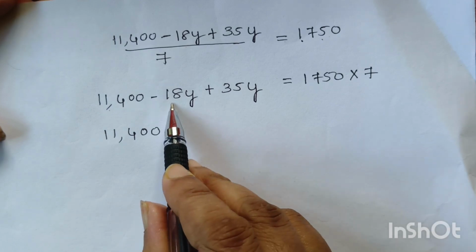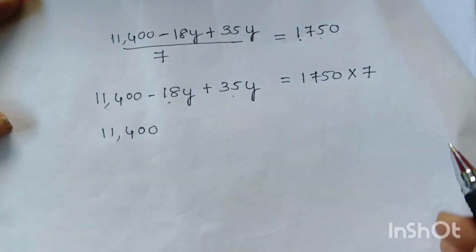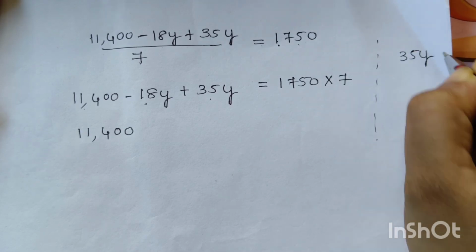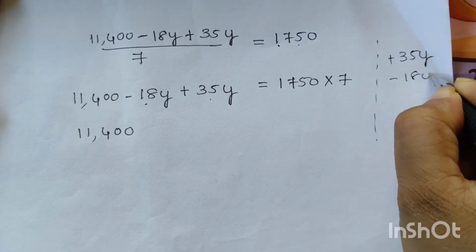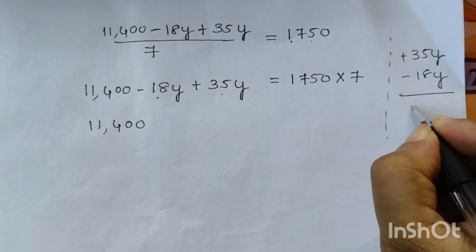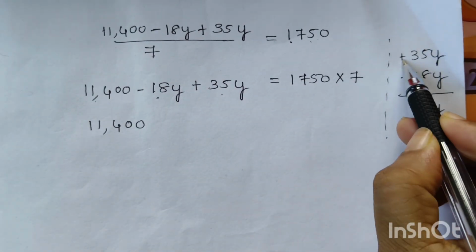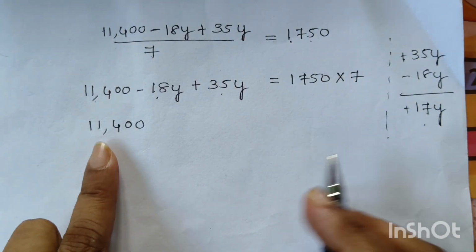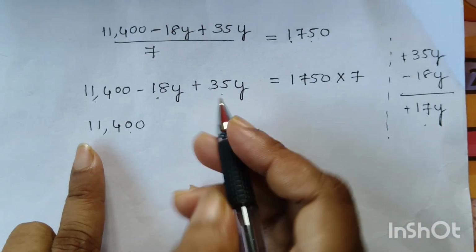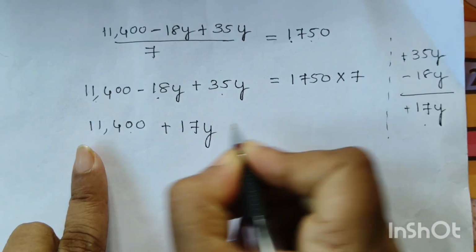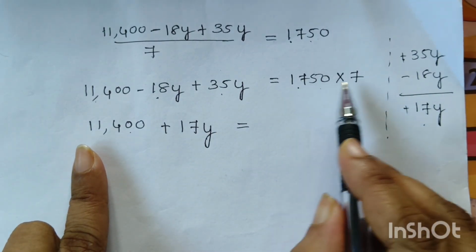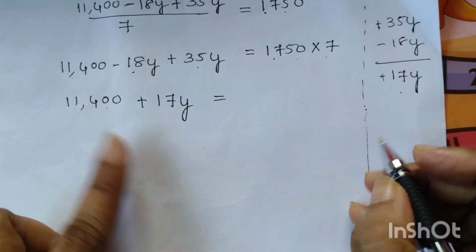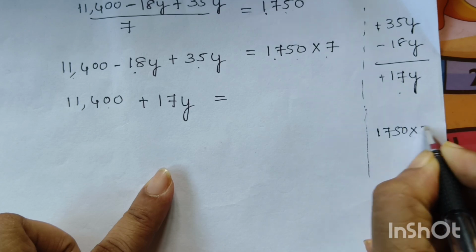11,400 minus 18y plus 35y. What will it become? We have to subtract 35y minus 18y. 35 is the greater number, therefore it will become plus 17y. Therefore we can write 11,400 plus 17y is equal to 1750 into 7. How much is it? Let us do the calculation here: 1750 into 7.